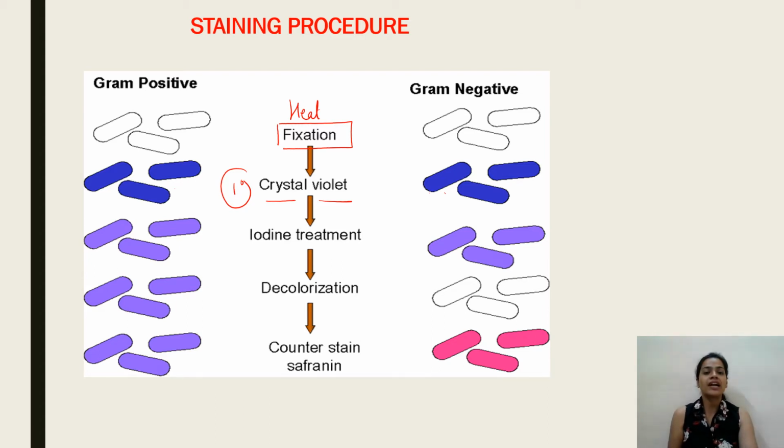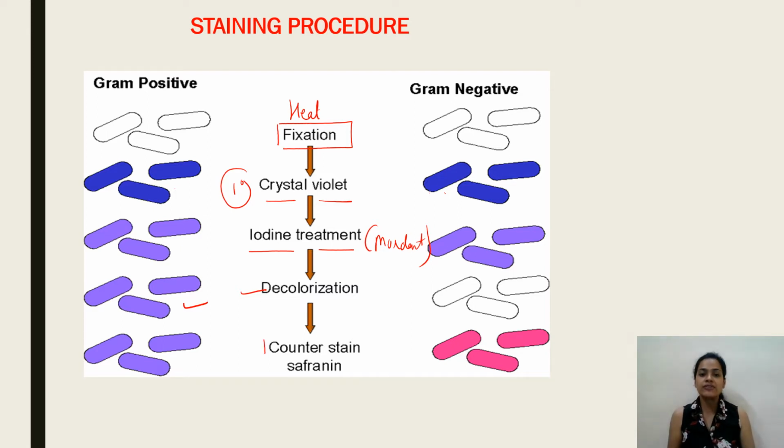After that we will apply the mordant, that is the iodine. Iodine here is going to act like a mordant. Then we will go for a decolorization step. In the decolorization step we'll see the differences between the two categories of the bacteria. The gram positive will still remain purple and gram negative will become colorless after the decolorization step.